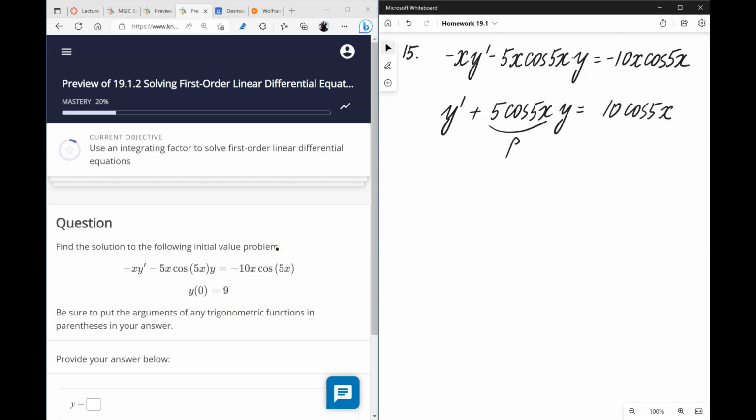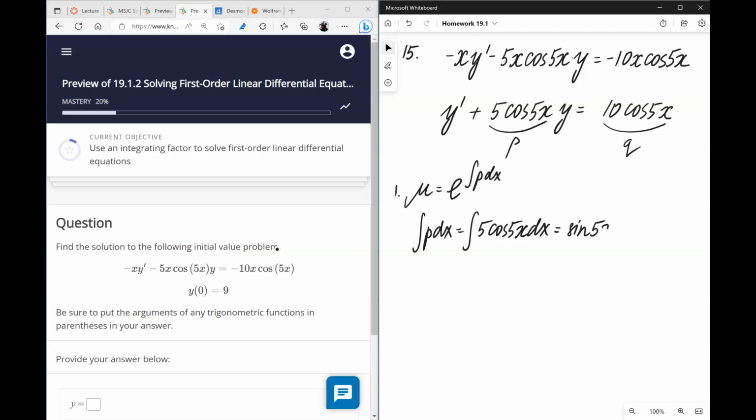We identify this as p, this is my q, so we're going to find the integrating factor as e to the power integral of p dx. Now I'm going to find the integral of p dx as the integral of 5 cosine 5x dx, which is simply sine of 5x plus c, and we can choose c to be 0.